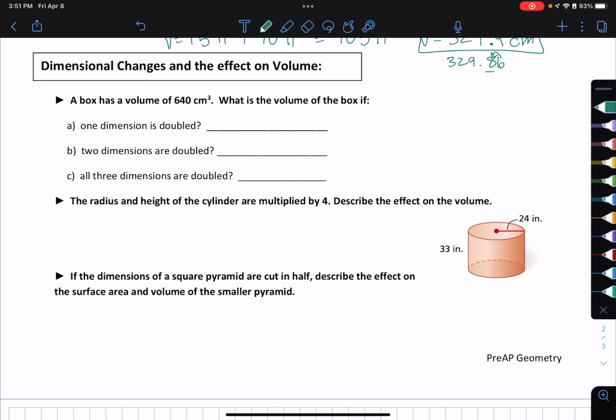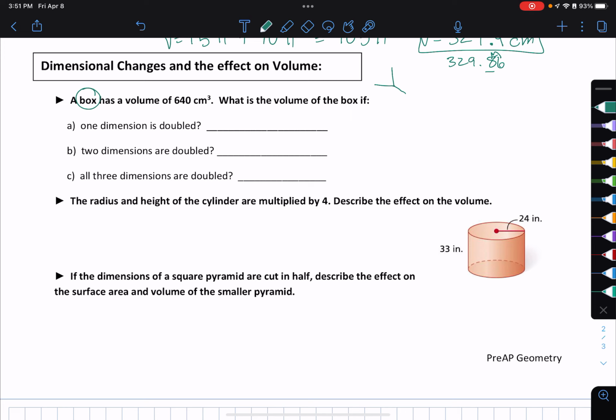Okay, last topic. Changes of dimension and how they affect volume. So I think volume is the easiest one to think about because you have your length, your height, and your depth. So you're like X, Y, and Z. So you have 3 dimensions that you're changing.